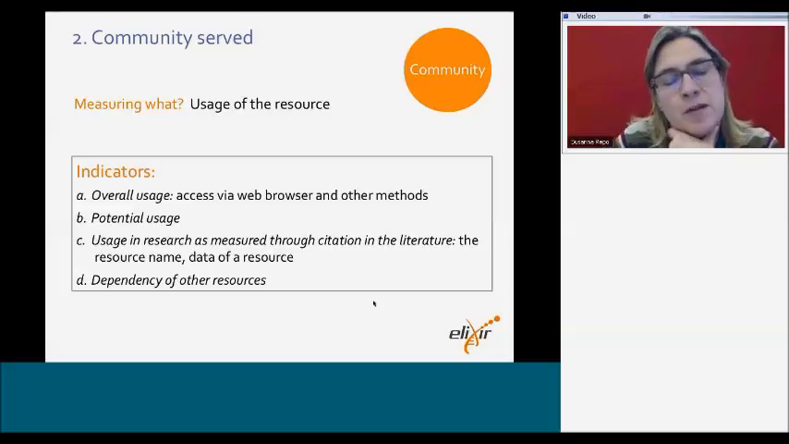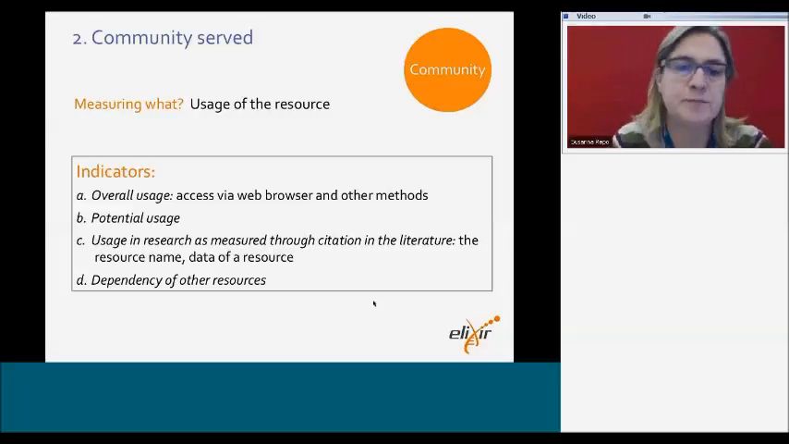And then, the potential usage is really to say how big is the community that might use this resource. So this is to recognize that some resources can be core, but they might not have a very extensive user community. I think the proteomics community is a good example of that, where there aren't huge numbers of proteomic scientists across the globe. Nevertheless, there are core resources that they absolutely need, and without them, the community would take a nosedive.